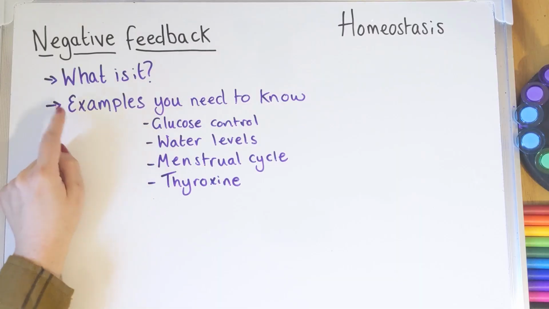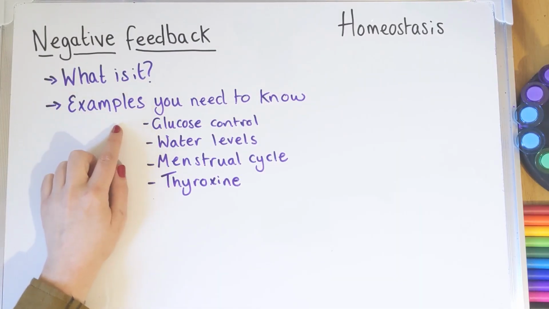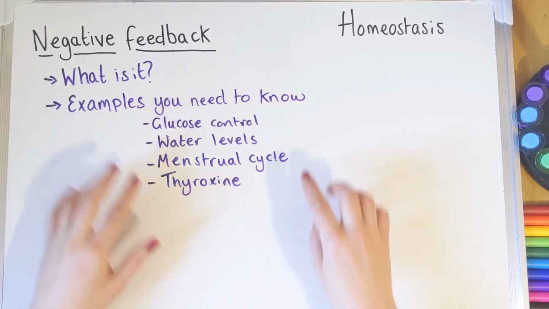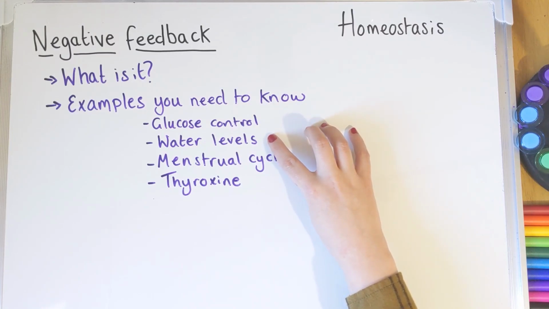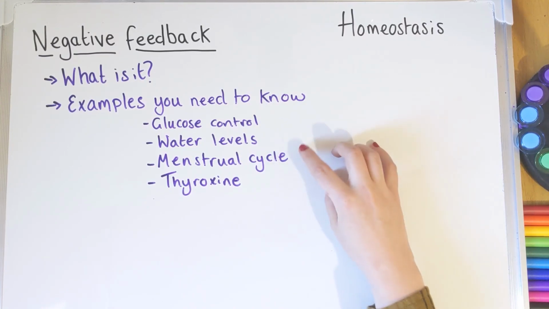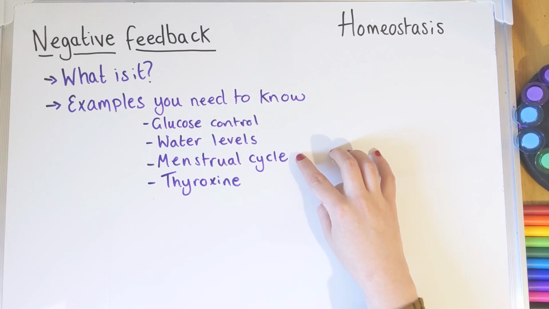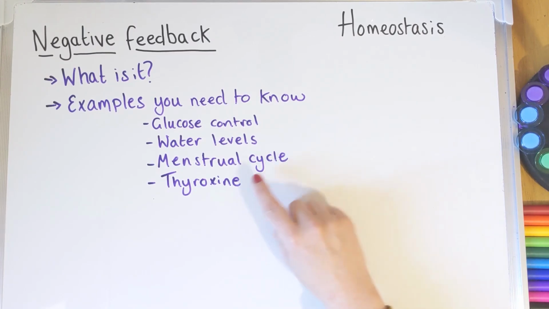Hi everyone, welcome back. Carrying on with some more homeostasis again today, and we're going to be looking at negative feedback. So we're going to be looking at what negative feedback is, some examples that you're going to need to know in the exams. There's 4, so those are glucose control, insulin, glucagon, water levels, so using ADH in the kidney, menstrual cycle, so that's FSH, LH, estrogen and progesterone, and then something new which is called thyroxine.